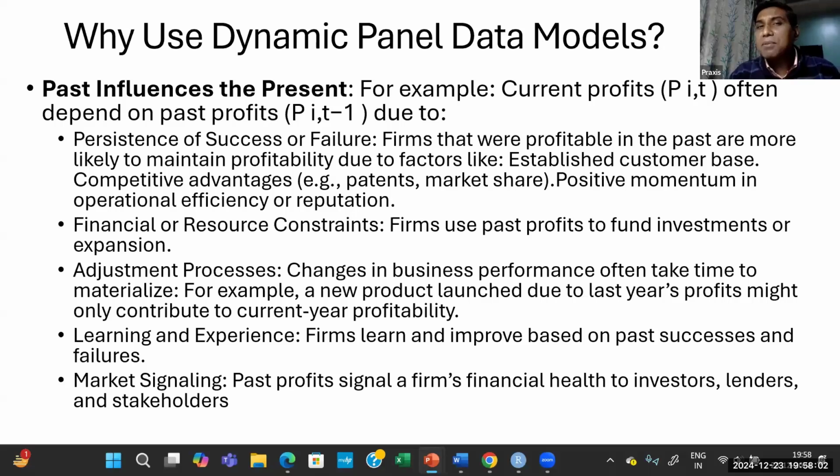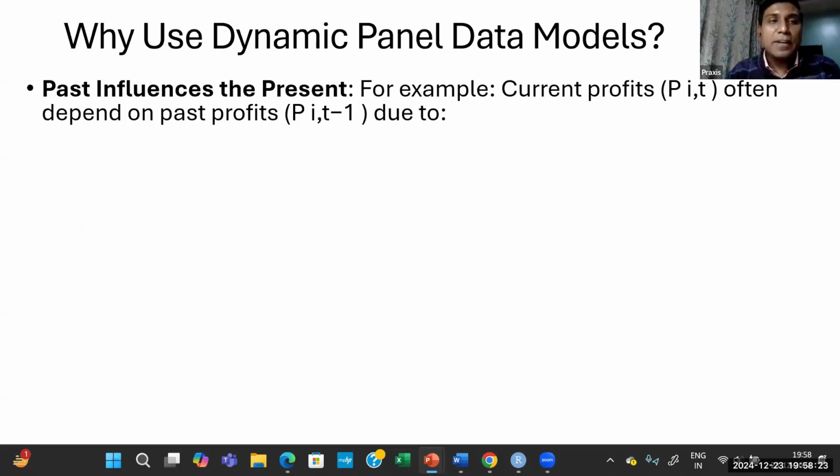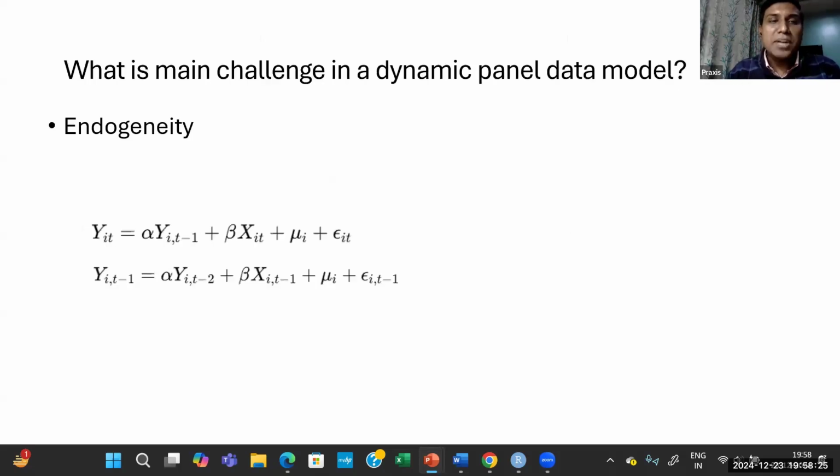Before you apply a dynamic panel data model, you must have strong theoretical justification for using it, because in dynamic panel data you will not be able to use OLS, because of the endogeneity problem that creeps in from the lagged independent variable. So you should have solid justification for deviating from OLS. Please keep that in mind. I think we have spent enough time on this. So what is the main challenge in a dynamic panel data model? That is endogeneity. I have already explained why endogeneity will be there.